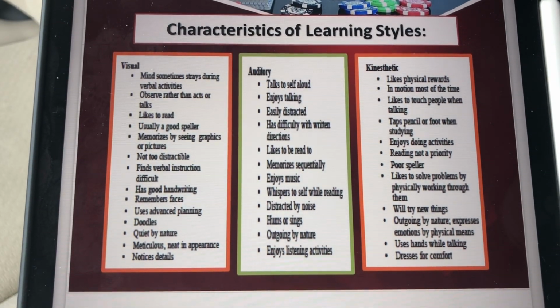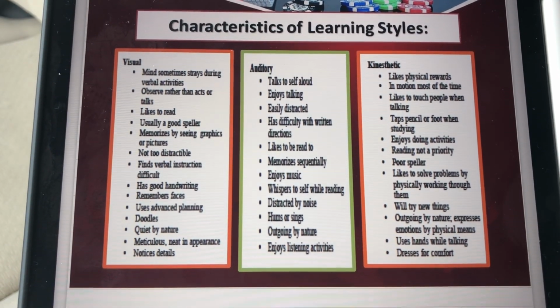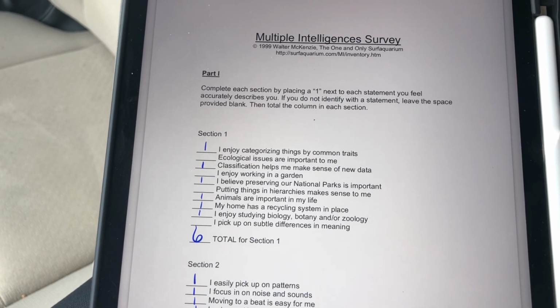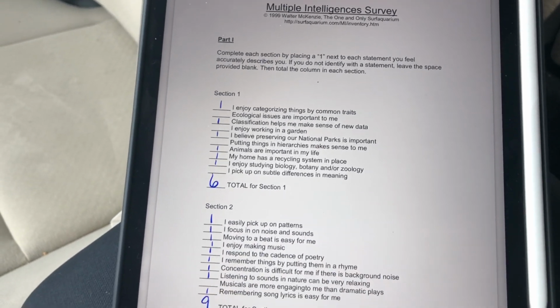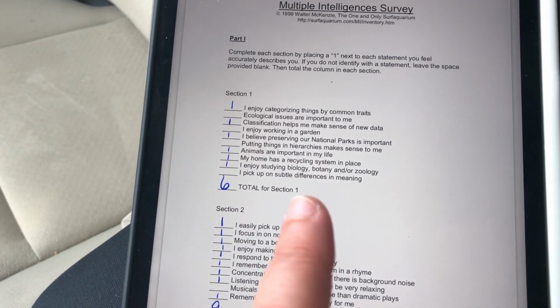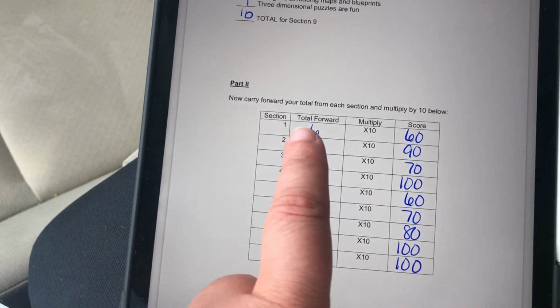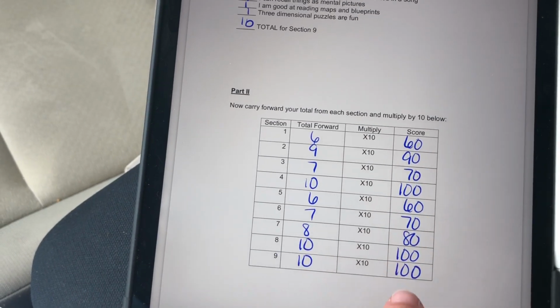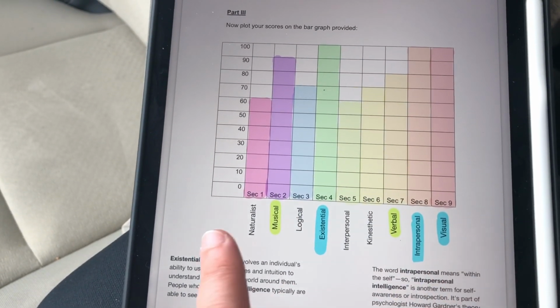What does a visual learner like? Auditory and kinesthetic. Then we went ahead and did a multiple intelligence survey, and we had to just put a 1 next to the ones that we could identify with, and then total all the numbers. And then at the end, we multiply that number by 10, and then we graphed it.